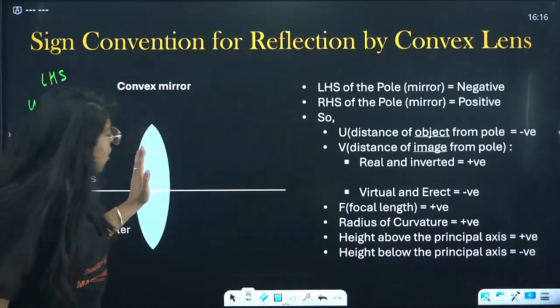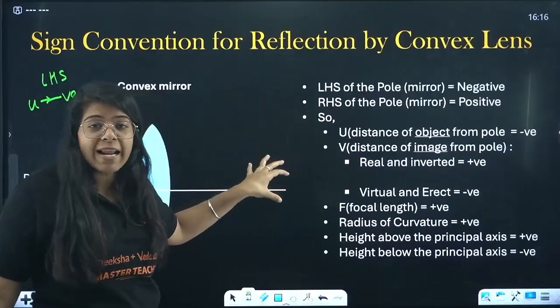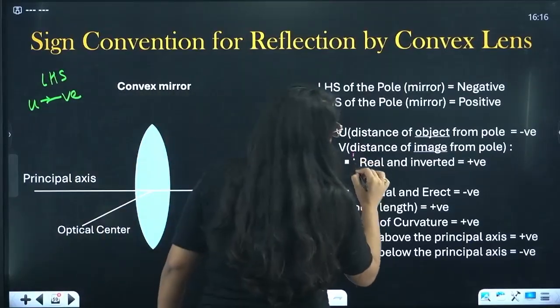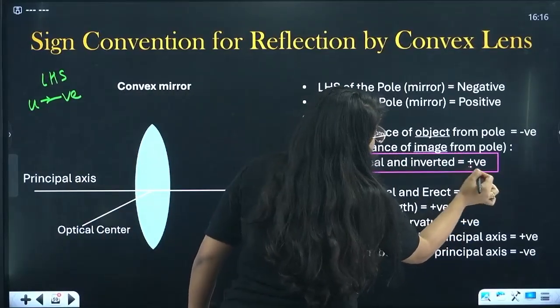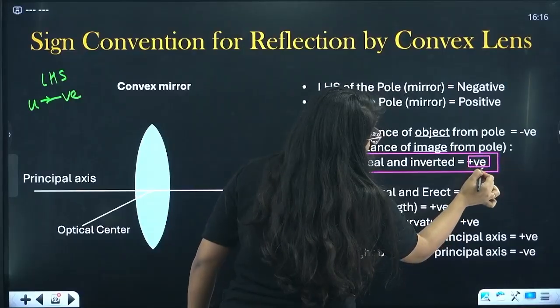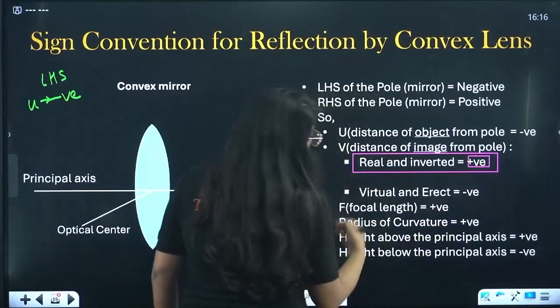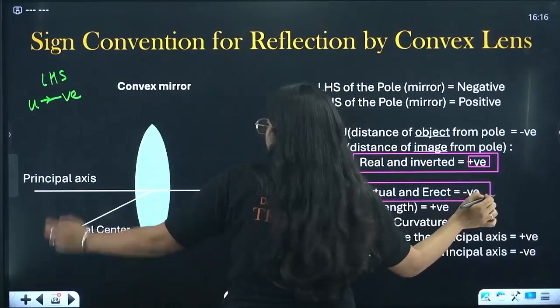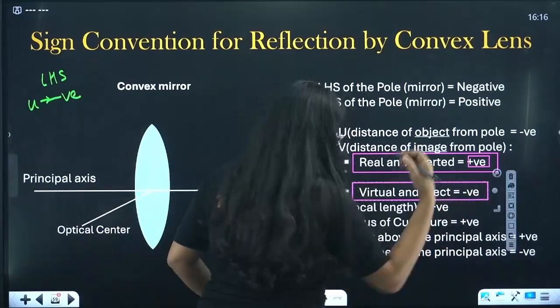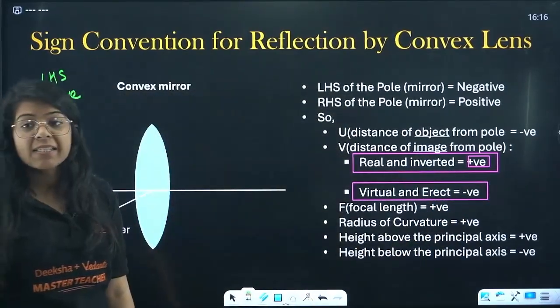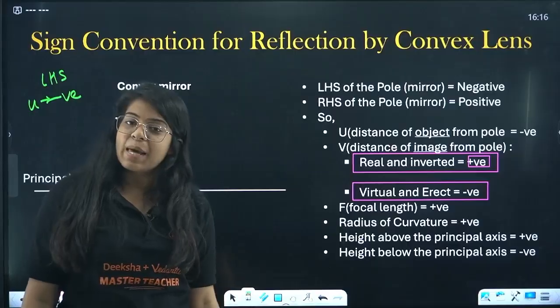Now in this case, all the real inverted images were formed on the right hand side. So for the right hand side, for real and inverted, the image distance will be negative. And for virtual and direct, the sixth case that was forming on that side, it will be negative on the left hand side. Everything else is same.